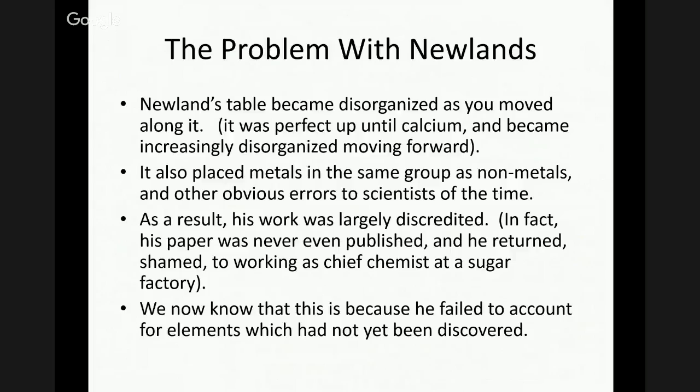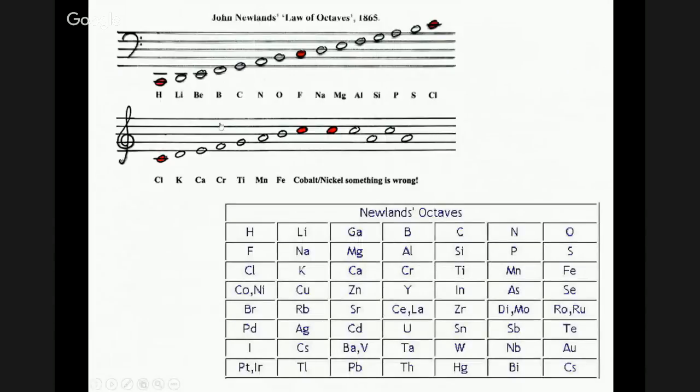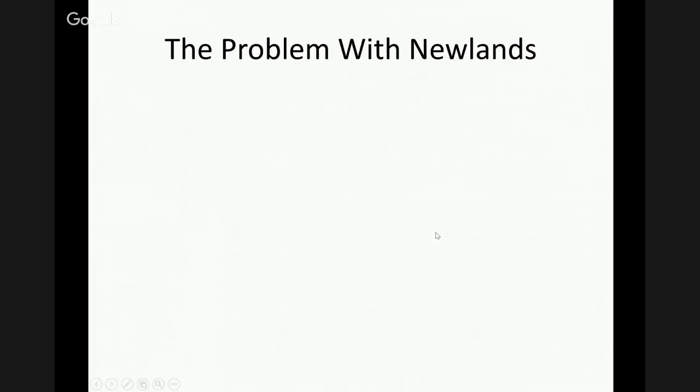But we know that this is because he failed to account for elements that hadn't yet been discovered. So he was on exactly the right track. His problem was that they had not yet discovered all of the elements. And in fact, despite the fact that he met with shame, had he stuck around until they had discovered a few more, his theory actually would have been just right.